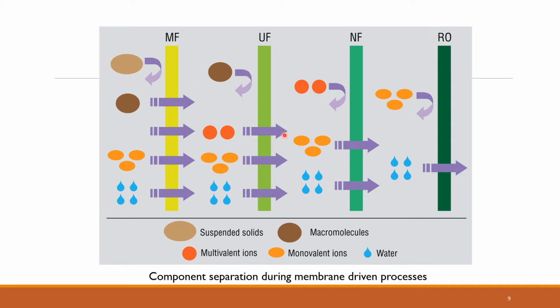In the second case, that is ultrafilter membranes, the macromolecules will get retained on the membrane, whereas the multivalent ions, the monovalent ions, and water will pass through. When it comes to nanofiltration membrane, the multivalent ions are retained on the membrane, whereas only monovalent ions and water can pass through the nanofiltration unit. And finally, when it is through the reverse osmosis membrane, it will not allow any molecules except for water molecules to pass through it. So this is how the component separation occurs during membrane-driven processes.